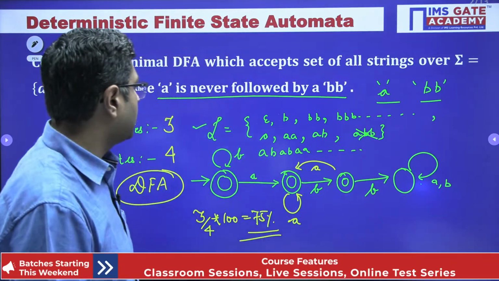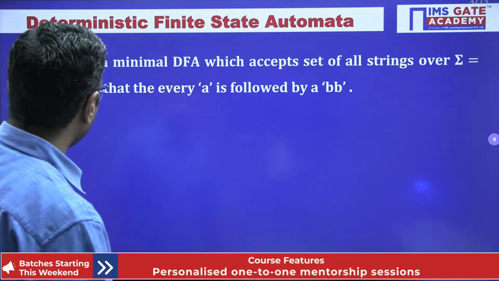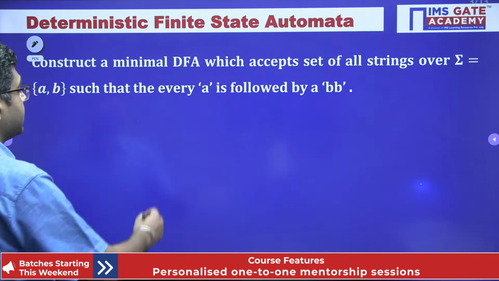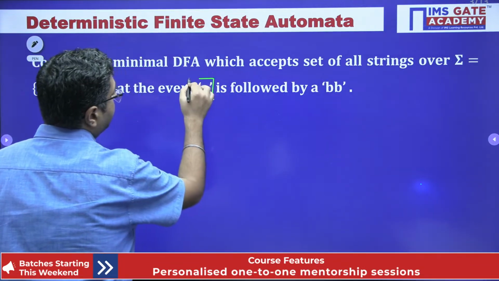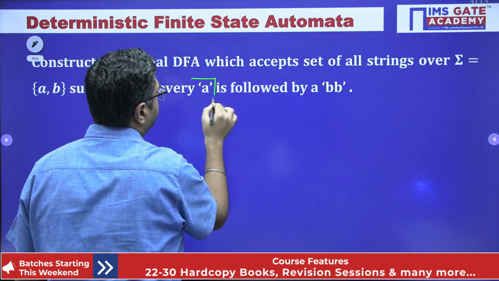So let us try to understand it through another example. Here I am saying: construct a minimal DFA which accepts the set of all strings over sigma equals {a, b} such that every a is followed by bb.